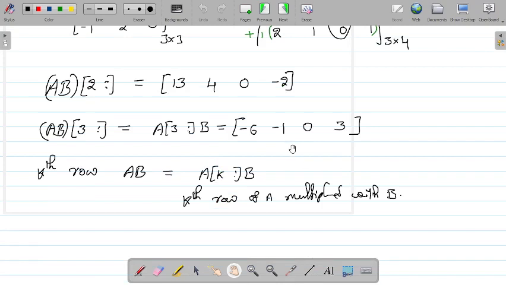Similarly you can do column wise, but this time you need to take columns of the second matrix. Like if you write AB, you need to take the columns of B, then you need to multiply with the columns of A, like 0 times first column plus 1 times second column plus 3 times third column. That will give you the first column of AB.